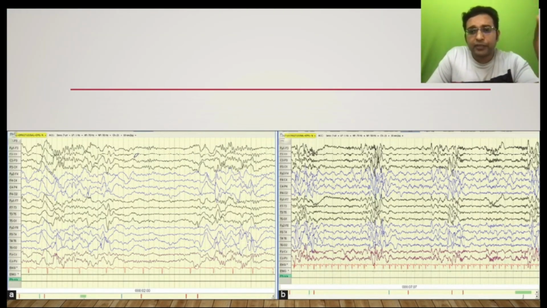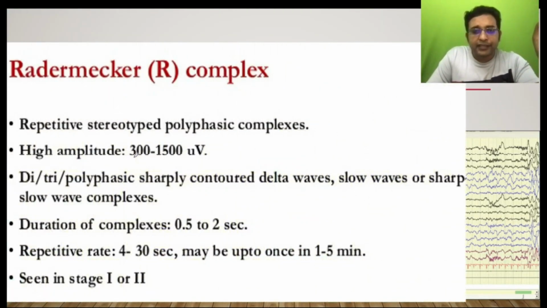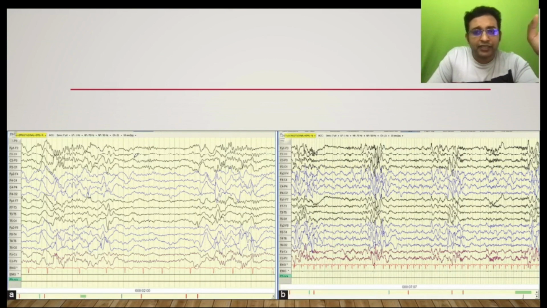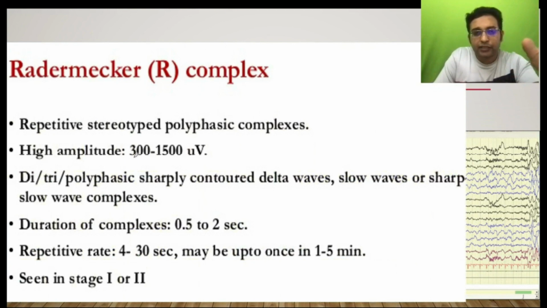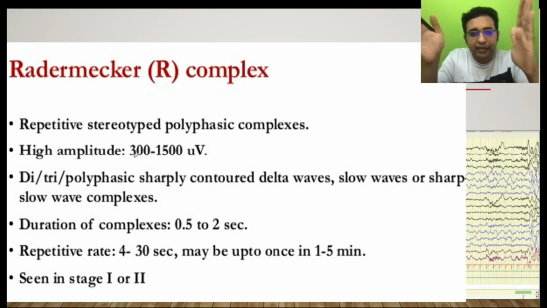On EEG, always remember that there is something called Rademecker complexes. These are stereotyped polyphasic complexes. As you see, there is repetitive polyphasic activity, that is repetitive discharges occurring at regular intervals, so periodic activity. In SSPE it is called the Rademecker complex. The complexes last about 2 seconds and come at regular intervals, reappearing after more than 4 seconds.